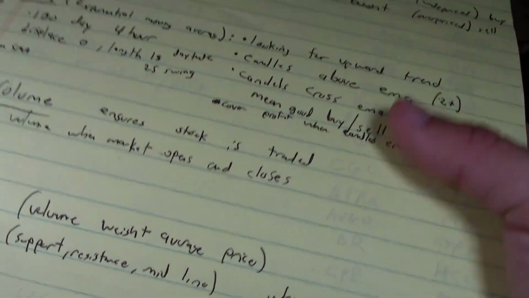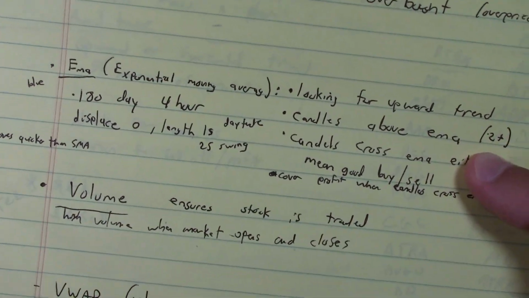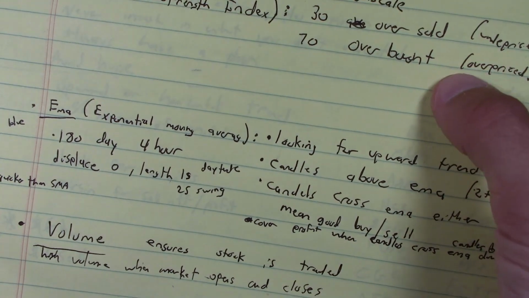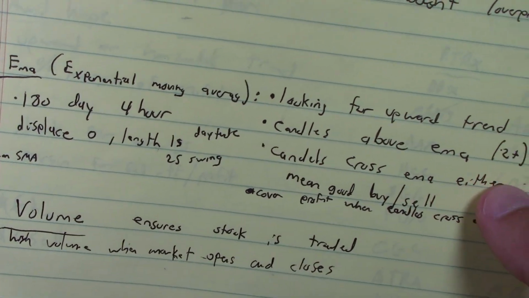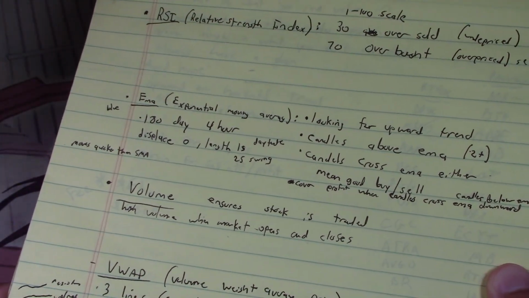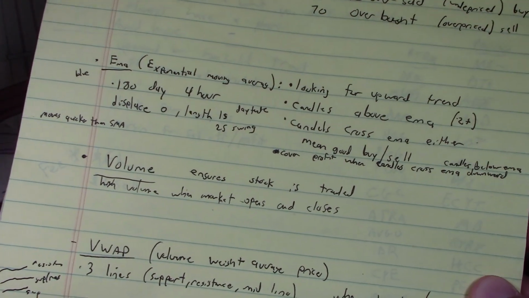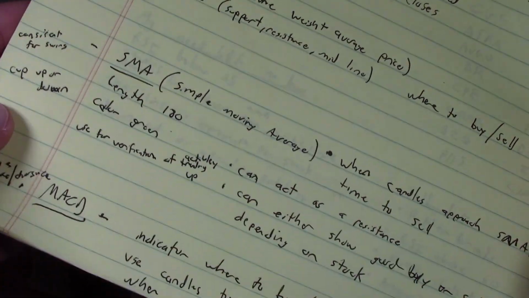Let's see what else we got. Swing trade indicators. We got RSI, undervalued below 30 really. EMA. I forgot about EMA. I used to live off of that indicator, and then I was like, I don't think I need this. But yeah, you have the EMA, and you have the SMA.